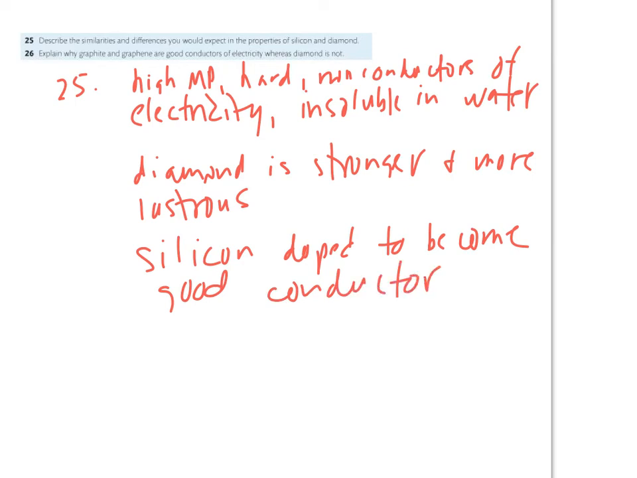And then 26, explain why graphite and graphene are good conductors, whereas diamond is not. Well, good conductors have delocalized electrons. So for whatever reason, the way graphite and graphene are bonded, they're more of a two-dimensional structure. The electrons are free to move at least in one plane, whereas diamond is a very rigid 3D structure and does not have these delocalized electrons, so is not a good conductor of electricity.